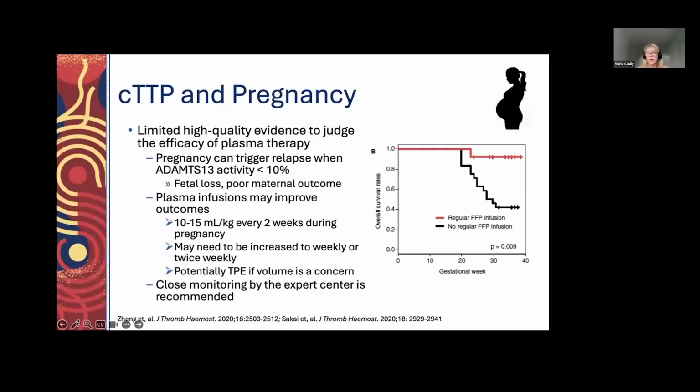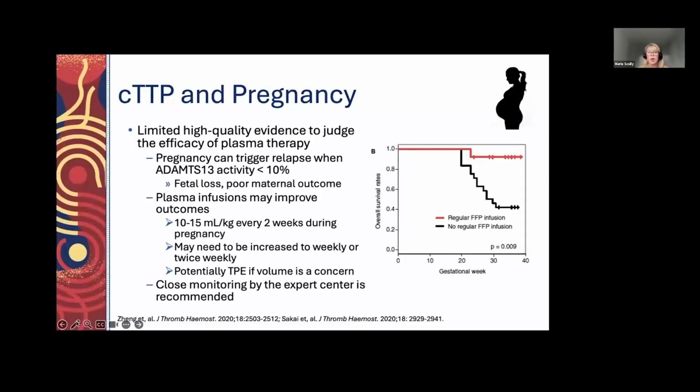We've already discussed pregnancy and congenital TTP. And we've known now for a number of years that the fetal outcome, and indeed the maternal outcome, is poor if we do not ensure that there's ADAMTS13 replacement throughout the pregnant period and the postpartum.